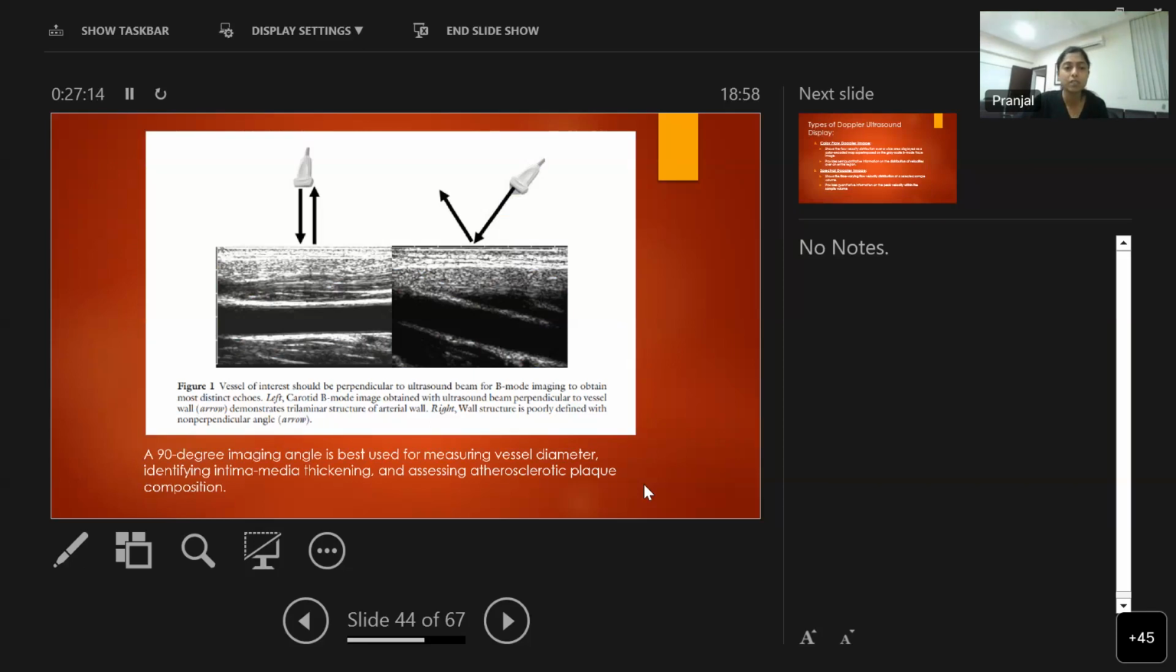In B mode imaging, the transducer should be held at right angle to the area being imaged, as you can see on the left, to give more distinct echoes. If, as shown on the right, it is held in a non-perpendicular angle, it gives a poorly defined wall structure and hence a poor imaging.